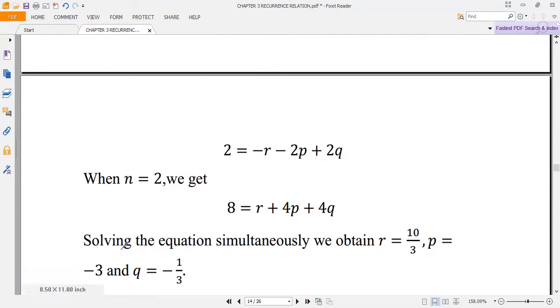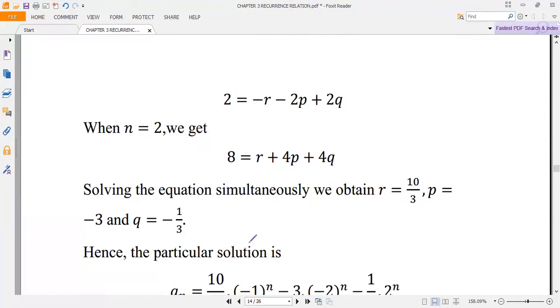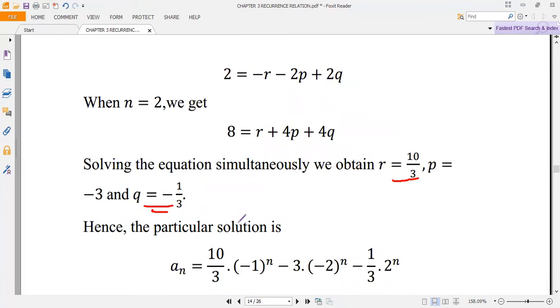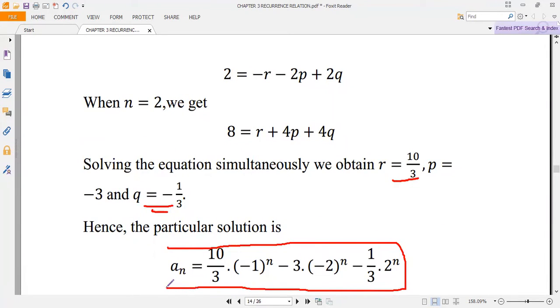Solving the equations simultaneously, we get r is equal to 10 over 3, p is equal to minus 3, and q is equal to minus 1 over 3. Hence, the particular solution to the recurrence relation is given by this one. Okay, in the next class, we will see what happens when the characteristic equation has repeated or identical roots of the recurrence relation.